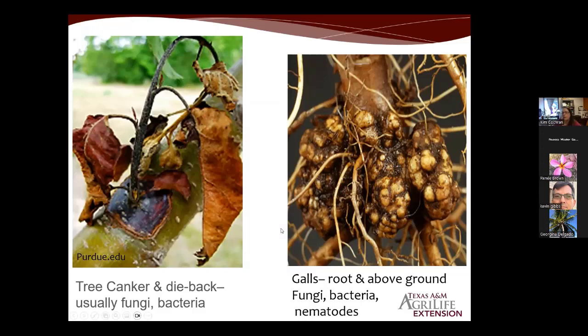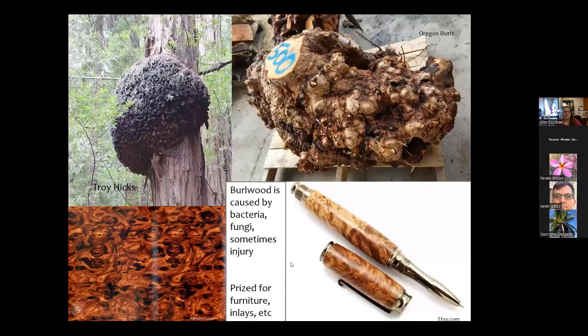Galls are malformed growths, and these can occur on roots or above ground tissues. They can be caused by fungi, bacteria, or nematodes. More often than not on roots, it's going to be due to nematodes. In above ground cases, most of the time when I see it, it'll be fungal in nature. Here's another look at some galls. So we often see these on trees, unfortunately, and it can occur on the main trunks. It can occur on the crown area.